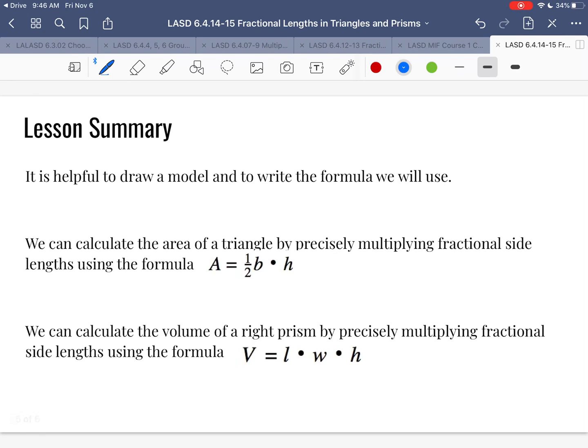So to summarize the lesson, it's helpful to draw a model and to write the formula. When people don't write the formula, they miss things, like they'd miss the half in the area of a triangle. So it's really good to write the formula and then substitute the numbers in underneath. And we can calculate the area of a triangle by precisely multiplying the fractional side lengths. And I say precisely because we need to pay attention to the details. And the same for the volume of a prism. Multiply the sides using this formula.